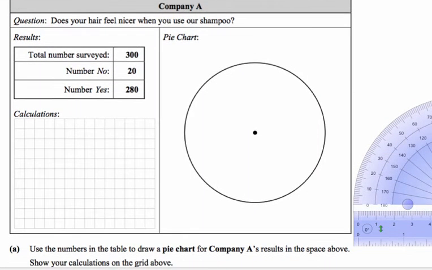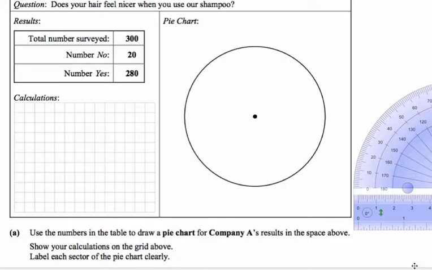Part A says, use the numbers in the table to draw a pie chart for Company A's results in the space above. Show your calculations on the grid above and label each sector of the pie chart clearly. Well, there are going to be two sections, the yes and no section. We're just going to have a look at the no section first. There were 20 people who said no.